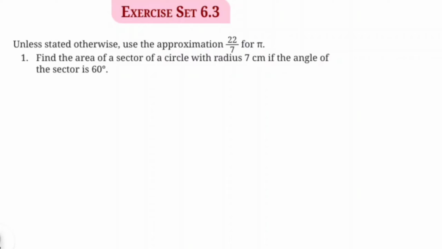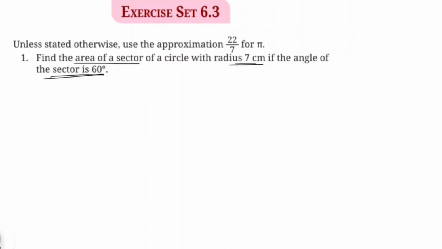Okay. First problem. Find the area of a sector of a circle with radius 7 centimeter. So radius is given as 7 centimeter, if the angle of the sector is 60 degrees. So we need to find out the area of the sector. They have given two things: one is radius, and the angle of the sector is 60 degrees. So for finding the area of the sector, what is the formula?